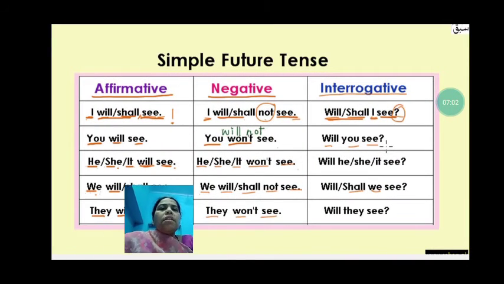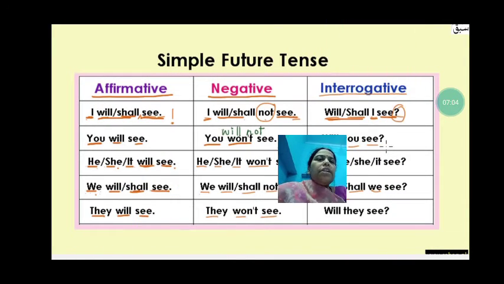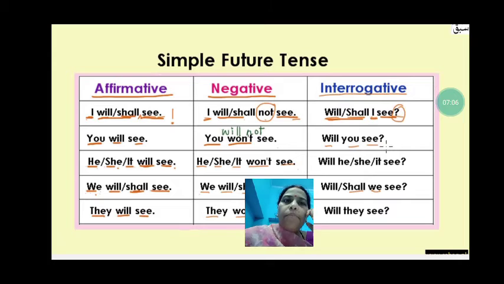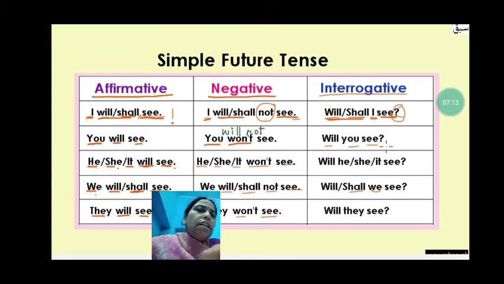Now see, affirmative, negative and interrogative. Let us do it with some examples. I will see or I shall see. Then in the negative for the same sentence, I will not see or I shall not see. In the interrogative, will I see or shall I see? Okay, this we have used with I.